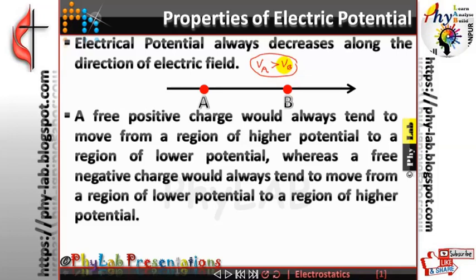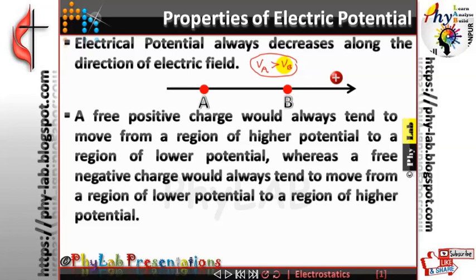Now the second thing that you should remember: if I place a test charge, a free positive charge, then this free positive charge would always move from a point of higher potential to a point of lower potential. To the contrary, if I place a negative charge, then the negative charge would tend to move from a region of lower potential to a region of higher potential, friends. Take care about this fact.